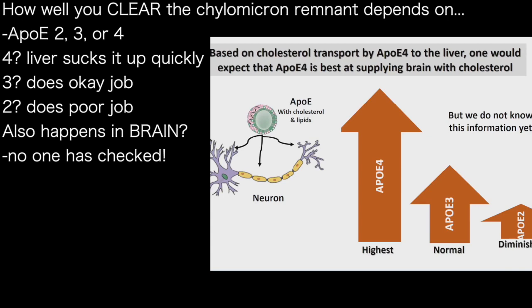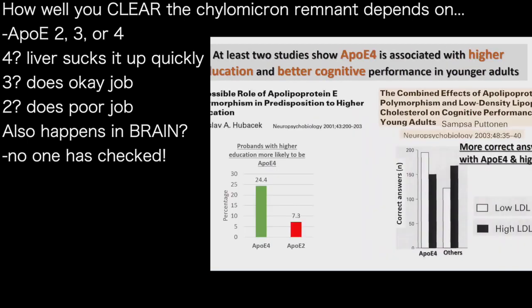Wouldn't you think that it's also happening in the brain? But cholesterol has been so stigmatized that we think cholesterol is bad, so nobody has really looked into this. So we don't know whether ApoE4 people transfer that cholesterol, which is so important to the brain, into their neuron cells very well, like they do in the liver.